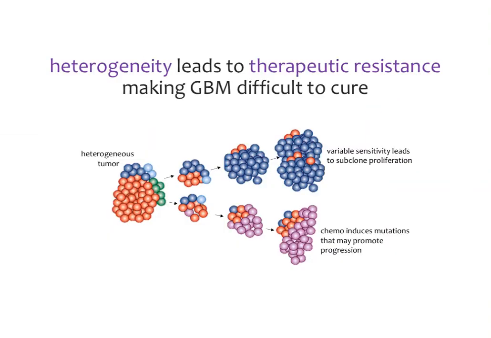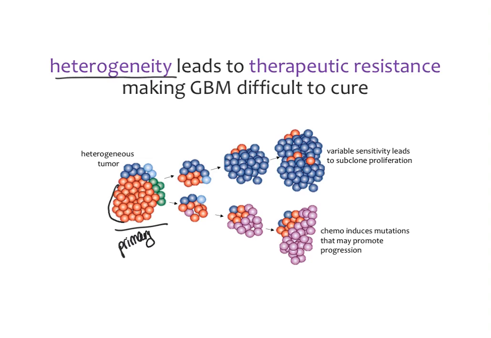Another really important thing in GBM research is the concept of heterogeneity. Heterogeneity is considered pathognomonic to GBM. Every single GBM tumor is extremely heterogeneous. So what does that mean? Let's go to this diagram here. If this is our primary tumor, we can see that it is composed of multiple different groups of cells.